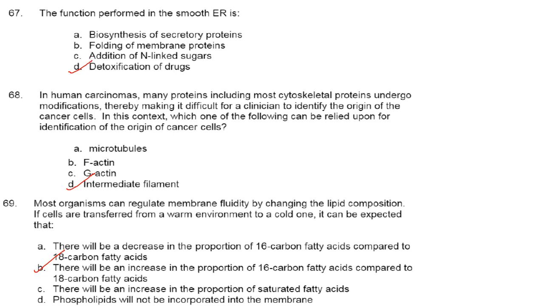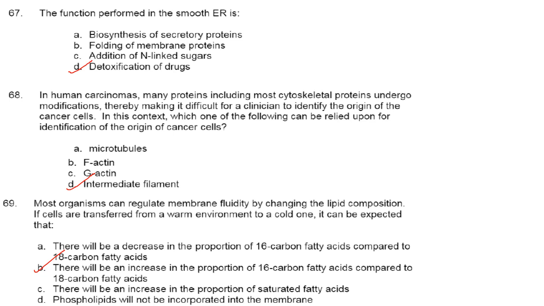So when normal cells are transformed to cancer cells, the original signature expression of intermediate filaments is largely retained. So for the identification of the origin of cancer cells, intermediate filaments can be relied upon. Answer is option D.